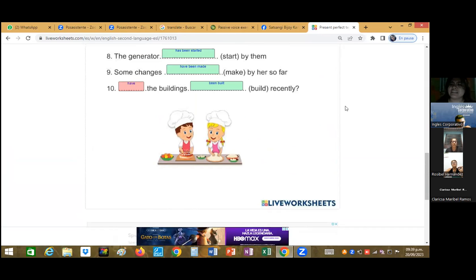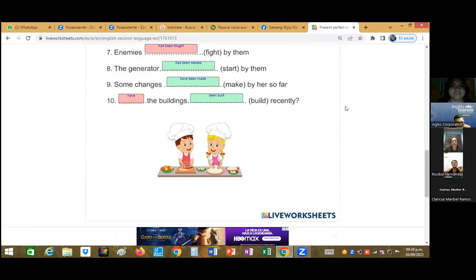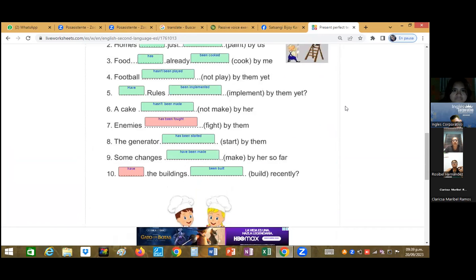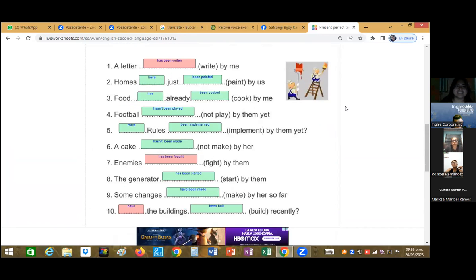Ay, no, la ten me salió mala. Era has. ¿Y por qué me dijeron que la 7 era has been? Number 1, letter A: has been written. Is correct. Me salió mal.